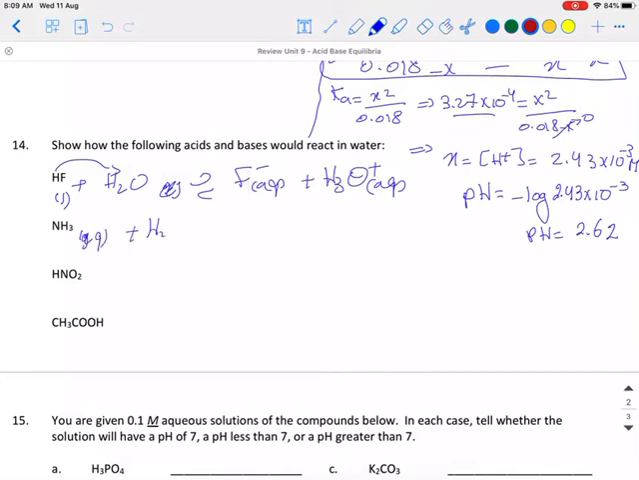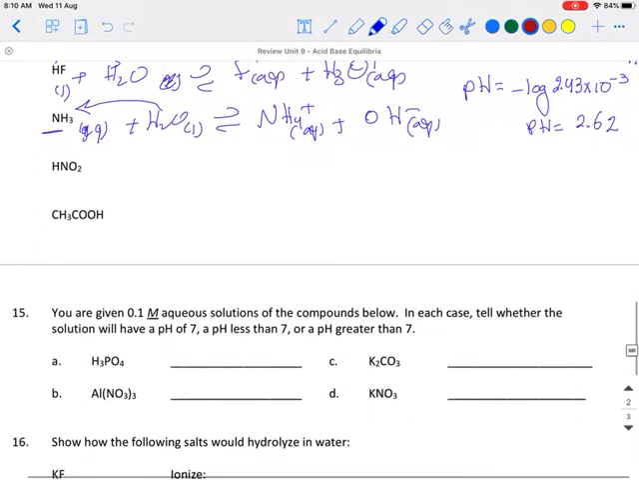Ammonia, which is a gas, or I can take it in the aqueous form, plus water. Ammonia is a base, so H plus will be directed from H2O to ammonia to give us, according to Bronsted and Lowry, NH4 plus and OH minus aqueous.